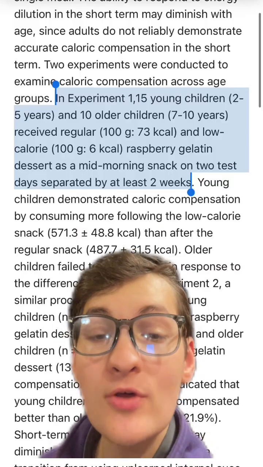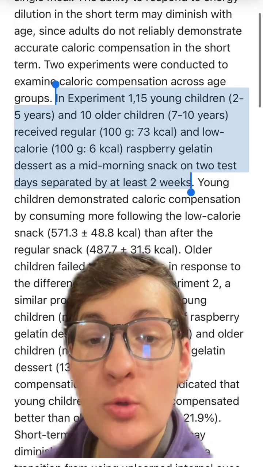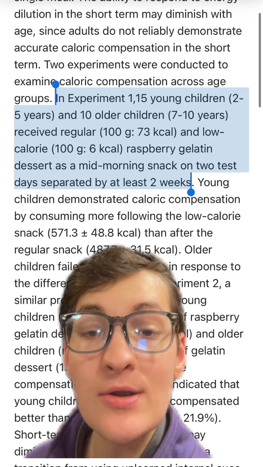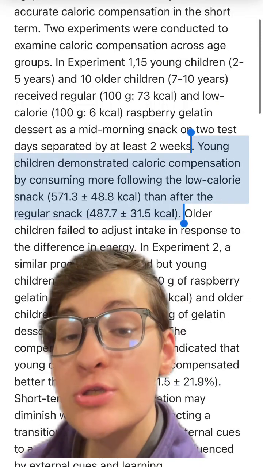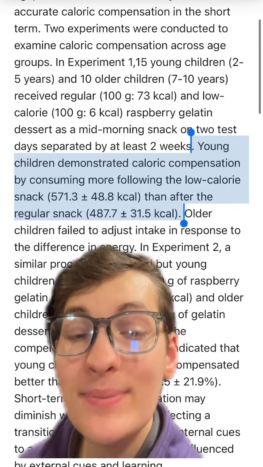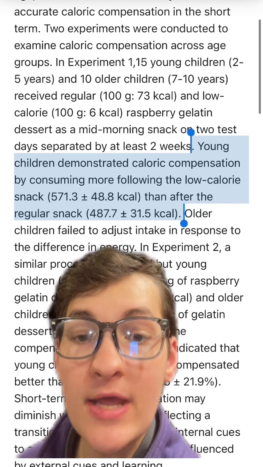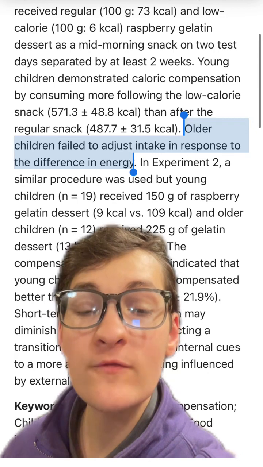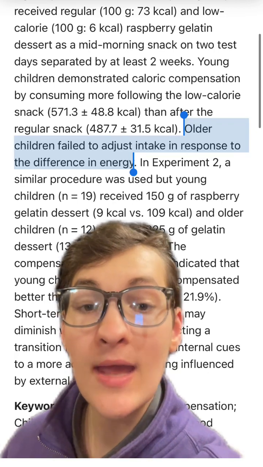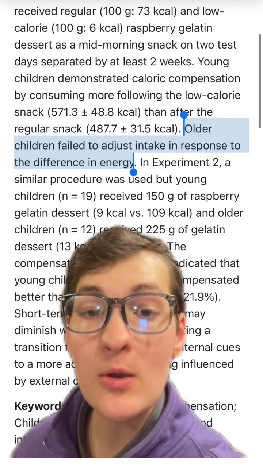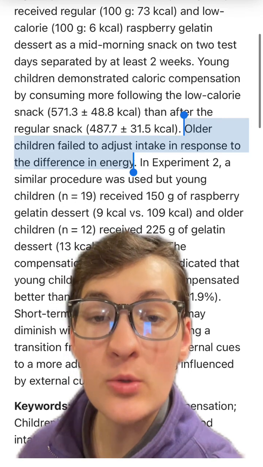The ones we do have look at giving people a calorie dilute meal and seeing how this changes their intake the rest of the day. Interestingly, it appears like young children will compensate for a calorie dilute meal by eating higher calorie snacks throughout the rest of the day, whereas older children appear to fail to adequately compensate, and by the end of the day do eat fewer calories if they begin their day with a calorie dilute meal.